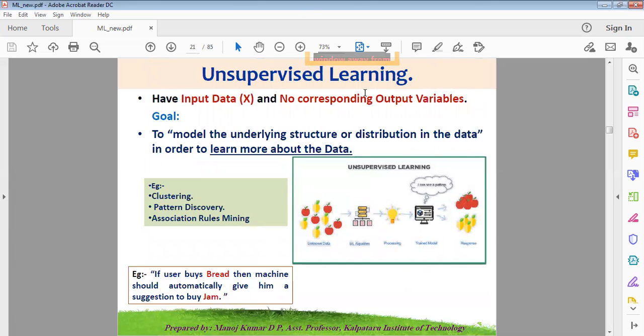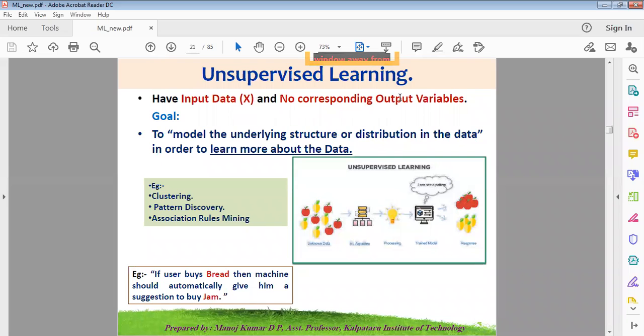Come for unsupervised, having input data and no output variables. So in supervised, X input is there, output is also there. You have to program it correctly. So what is the process? That we take as supervised. Whereas in unsupervised, you only have input data. There are no corresponding output variables.